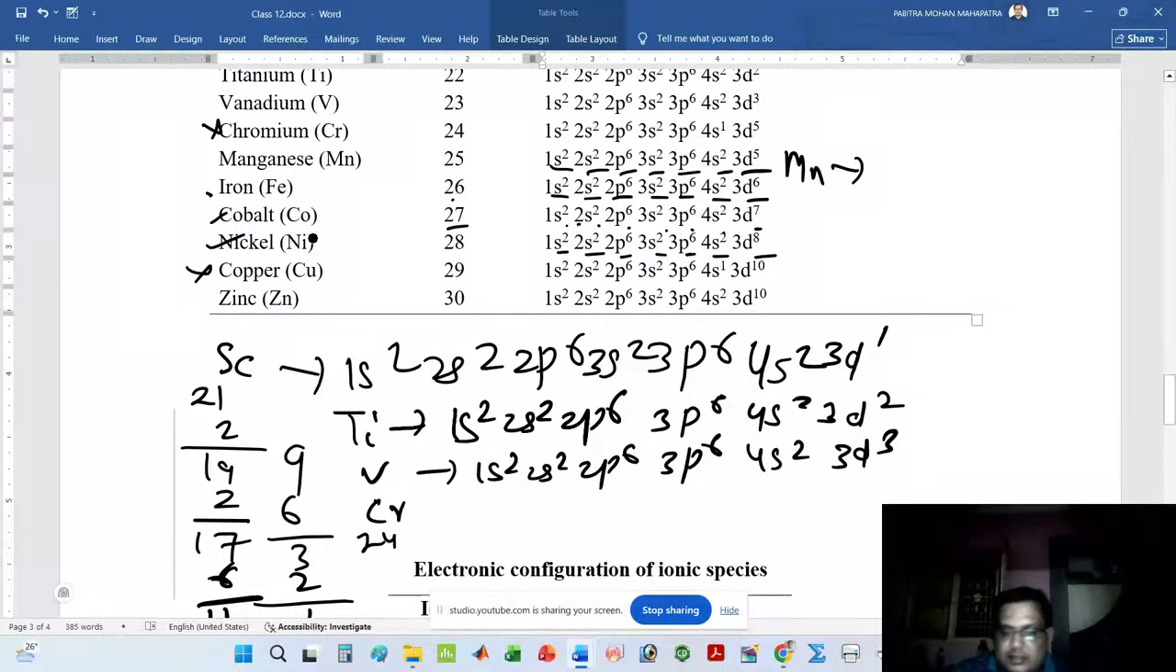Next go to the copper; later I will explain. Think about the zinc: 1s2, 2s2, 2p6, 3s2, 3p6, 4s2, 3d10.